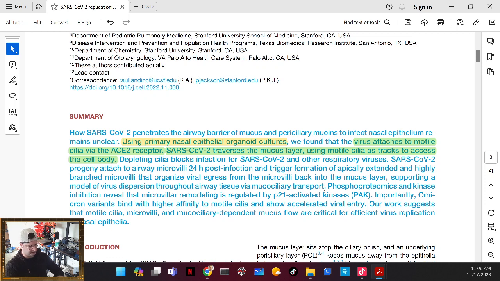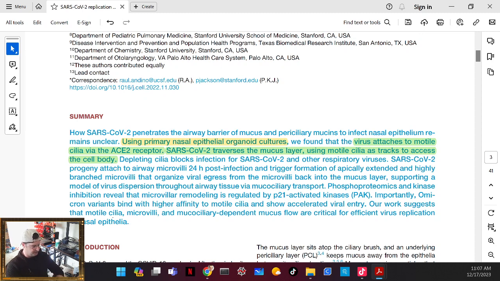Depleting cilia blocks infection for COVID and other respiratory viruses. But what does that mean? If we block those cilia that are supposed to be there, is it doing something bad? Because technically I would imagine we would need those, otherwise they wouldn't exist in our bodies.